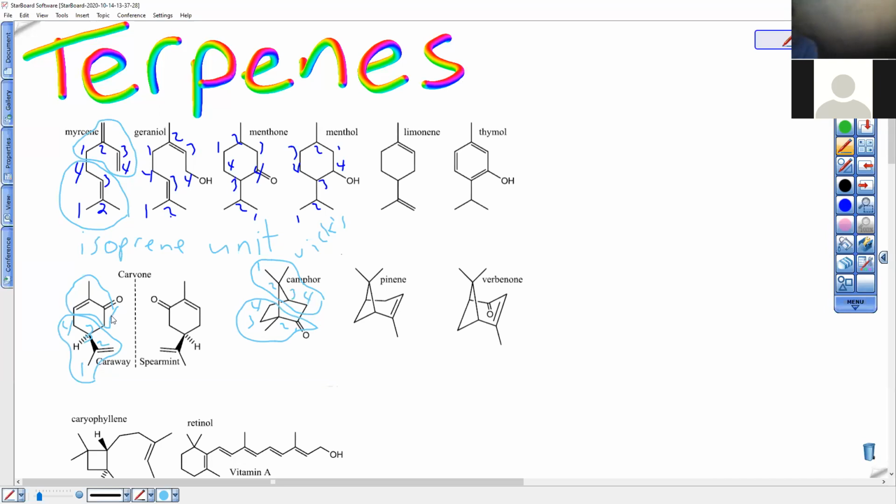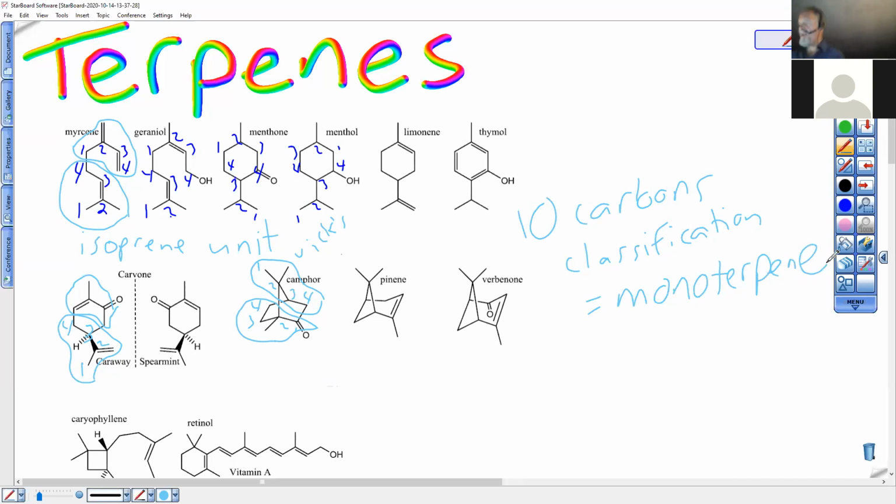So all of these up here, 10 carbons. The classification is called monoterpene. The system is based on multiples of 10. And how did I know there was 10 carbons? How many circles in each of them? 2. How many carbons in each circle? Careful, there's 4 in a row, and the branched one off of carbon 2, that's 5. So you always have multiples of 5 carbons, don't you?